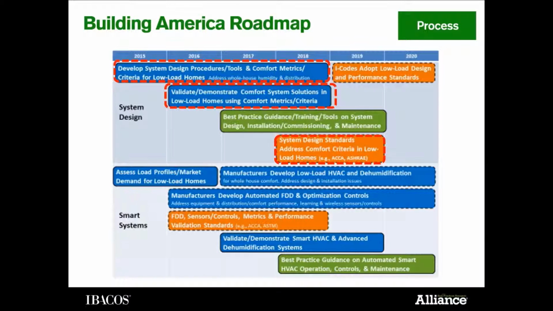So where are we at today? Building America has outlined some roadmaps that look at the next 4 to 5 years. Three of the things on this roadmap in regards to space conditioning: developing this design procedure, tools, and comfort metrics for low-load homes, which is in development over the next 3 years. They want to validate and demonstrate comfort system solutions in low-load homes using these metrics and criteria. And lastly, in the tail of this roadmap, what are the system design criteria in low-load homes.